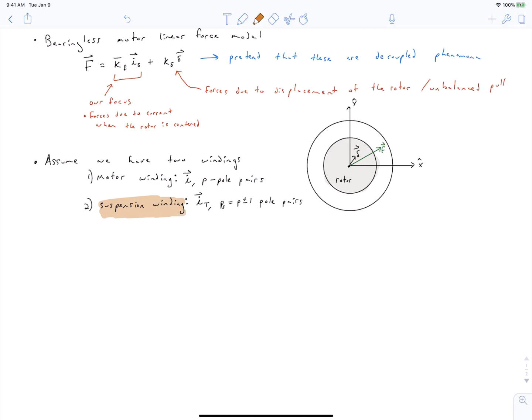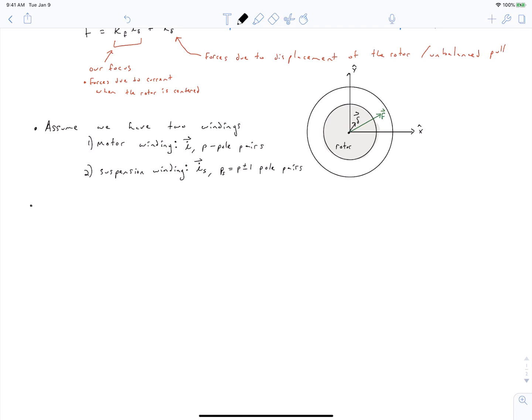This is what we use to create magnetic levitation forces. And this also carries three-phase currents, and we denote those three-phase currents using the space vector Is. And this winding, I'm cheating here a little bit, I'm giving you the answer right away. This winding is going to have Ps pole pairs, and it's going to be plus or minus one of the motor pole pairs. That is the condition that we're going to derive, that your suspension winding has to have plus or minus one pole pairs compared to the motor winding. And our agenda is that we will use the Maxwell stress tensor to derive the forces and torques.